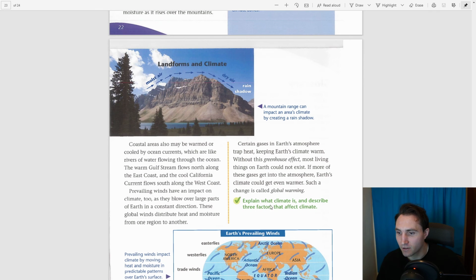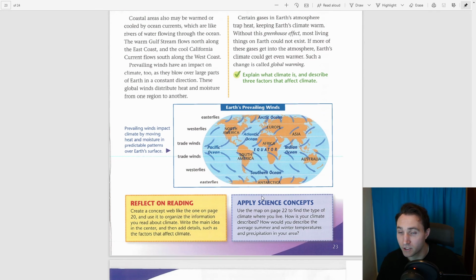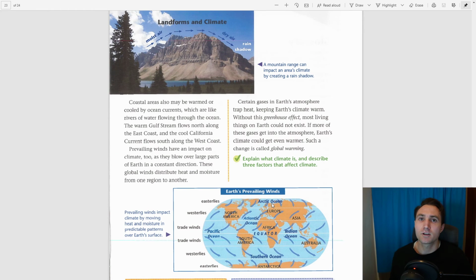Okay, and then here is your last checkpoint, and then remember to do your apply science concept. So we talked about how climate is the general overarching temperature and precipitation of an area, right? So our climate here in Gallup, New Mexico is that desert climate, more dry, not as much precipitation, hotter summers, mild to cold winters.